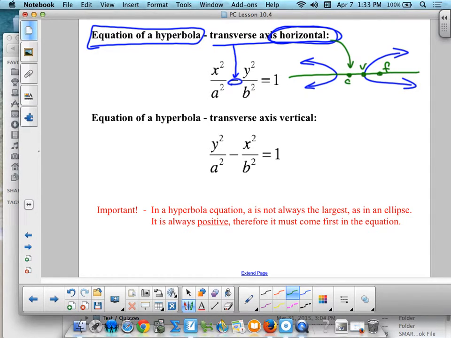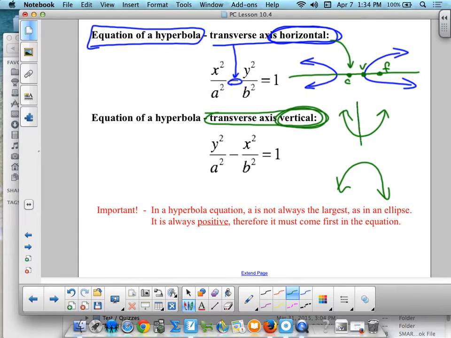Okay? So, when will you have y squared minus x squared? When you have a what transverse? A vertical. If you have a vertical transverse, you go with this formula. Just draw yourself another picture. Go like this. There's your transverse right there, with the center here, vertex here, foci there. Okay?